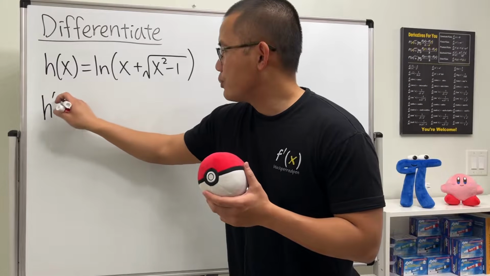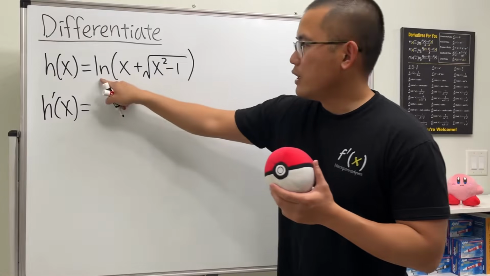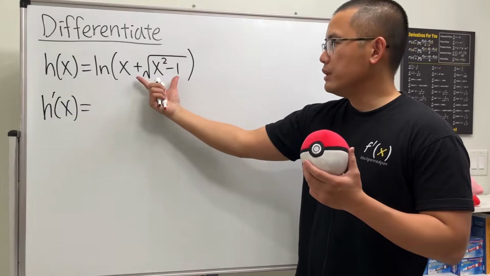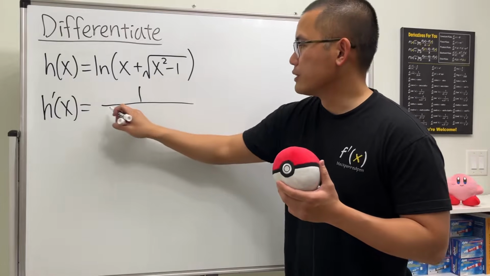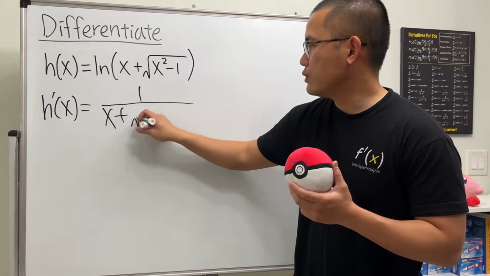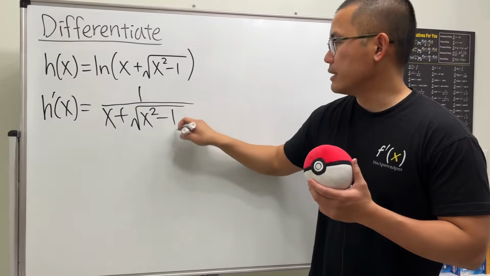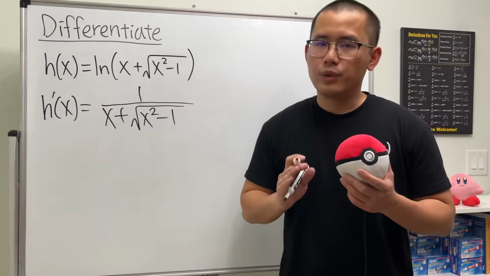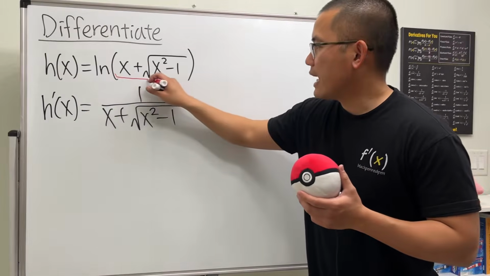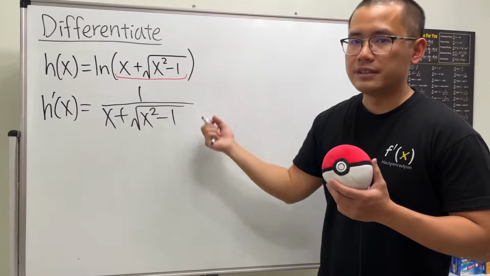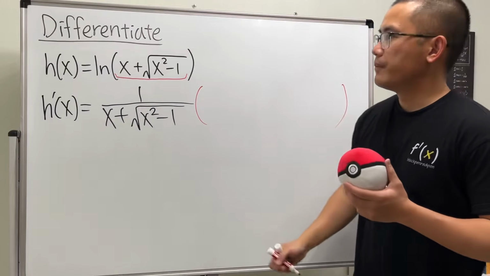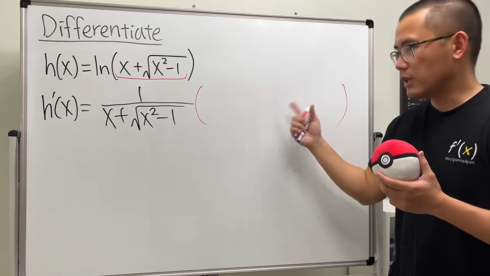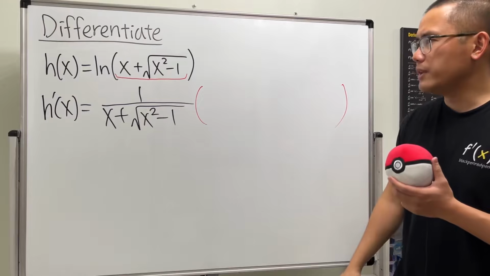Here we go. H prime of x. Differentiating ln, we'll just put this on the bottom first. So we will get 1 over, and we will just have x plus that, which is square root of x squared minus 1. And you know it, we are not done yet. We look at the inside and multiply by the derivative of the inside because of the chain rule. And let's open the big parentheses first, because it has two terms, right? So that's why we open the parentheses just to get ready.